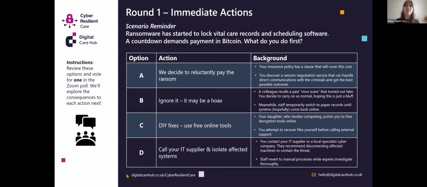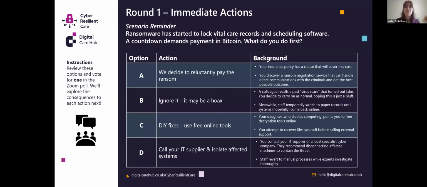Option B, you ignore it. You know, it might be fake. A colleague recalls that they saw a virus scare that turned out to be fake, so you decide to carry on as normal, as if nothing is happening. Meanwhile, staff temporarily switch to paper records until everything comes back online.